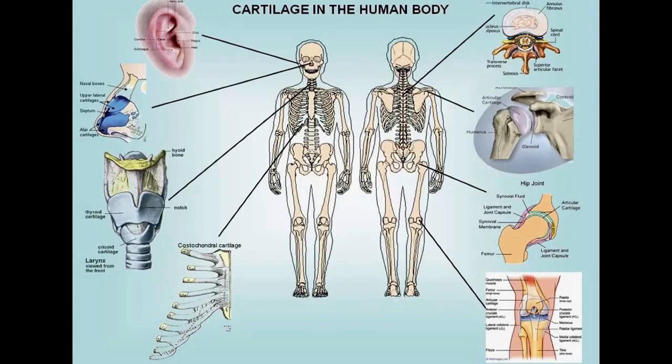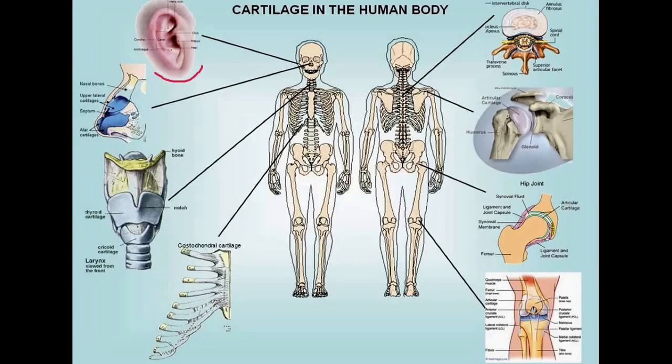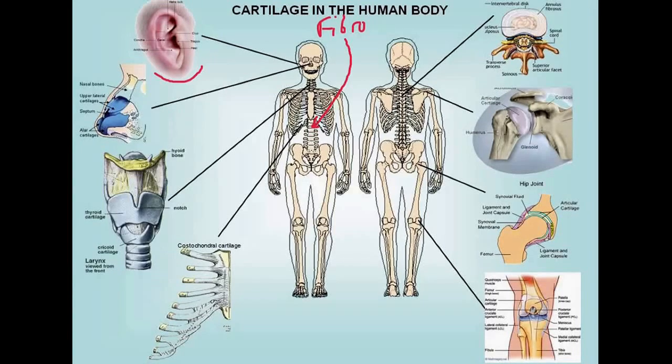And finally, there's 3 types of cartilage in the human body. First one is elastic cartilage. Elastic cartilage can be found in the ear, and it's nice and flexible. Fibrocartilage is found between the bones of the vertebral column, and that is really good at shock absorption. So all that impact that goes through your spine is absorbed by fibrocartilage.